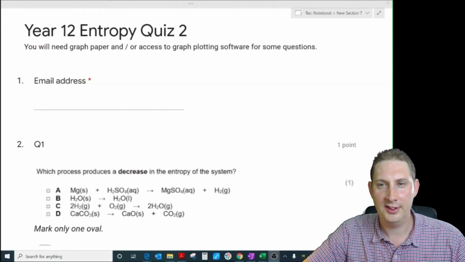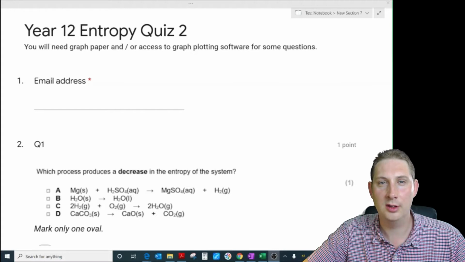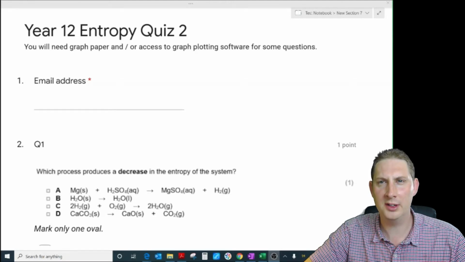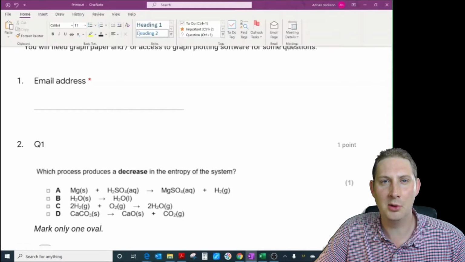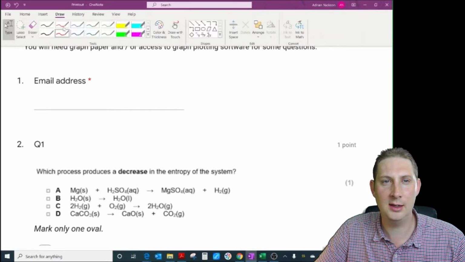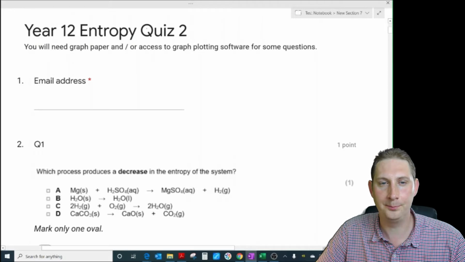Okay, year 12, so I just thought I would go through the second entropy quiz and the last homework from topic 13b, because quite a few people were starting to struggle with some of the ideas. So we'll see what's going on.